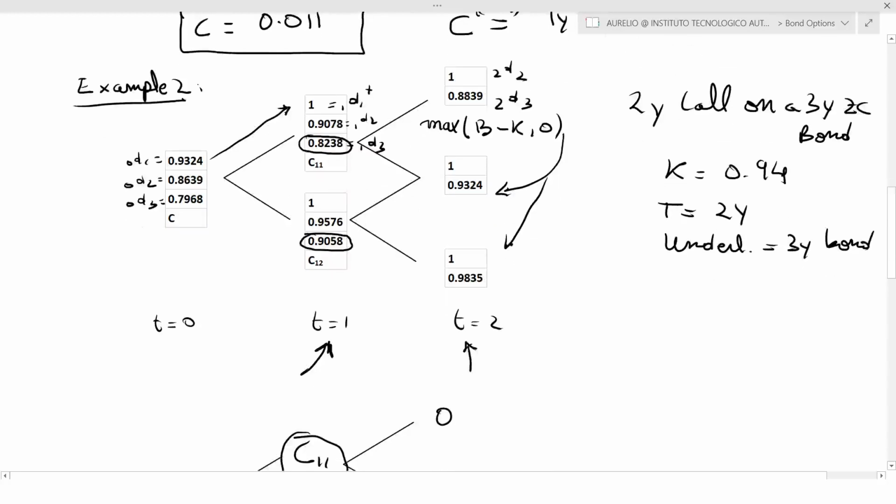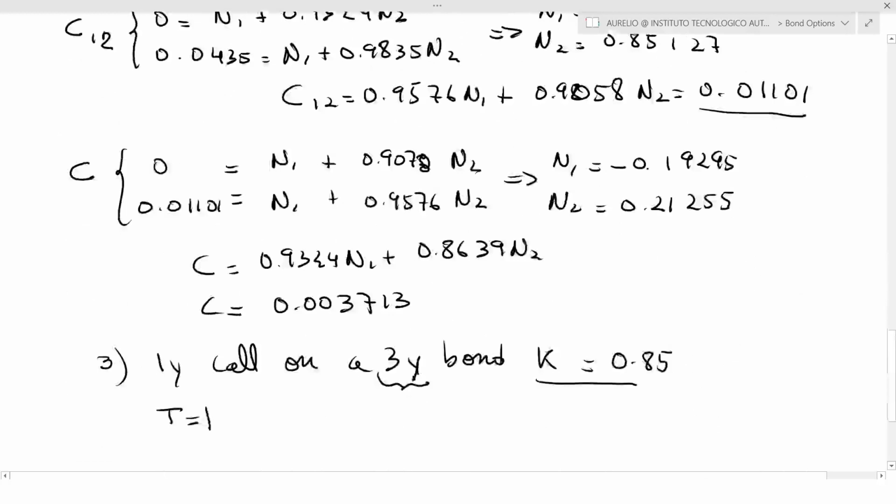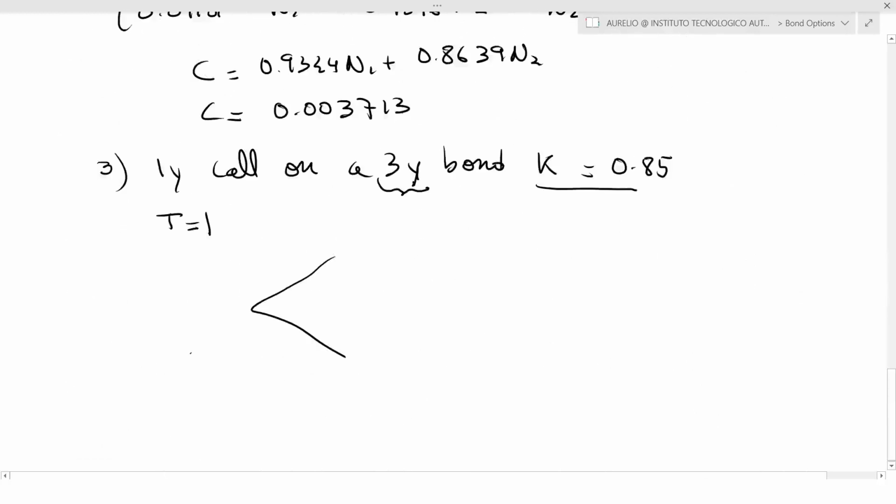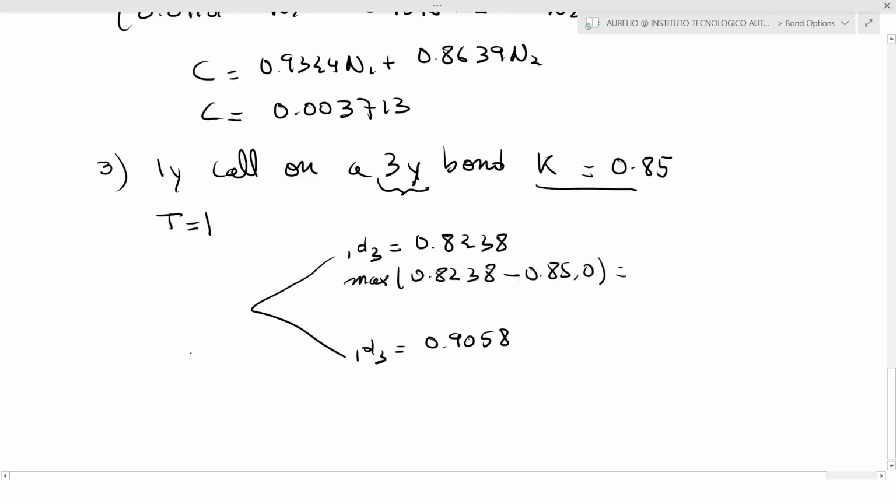So I have to compare against these two prices of the 3-year bond at t equals 1, 0.8238 and 0.9058. So let me put it down here. At t equals 1, the 3-year bond, the 1D3, is equal to 0.8238 in the up scenario, and in the down scenario it is equal to 0.9058. Now we know that the strike is 0.85, hence the payoff of this call is the maximum between 0.8238 minus 0.85, 0, so it's going to be 0.